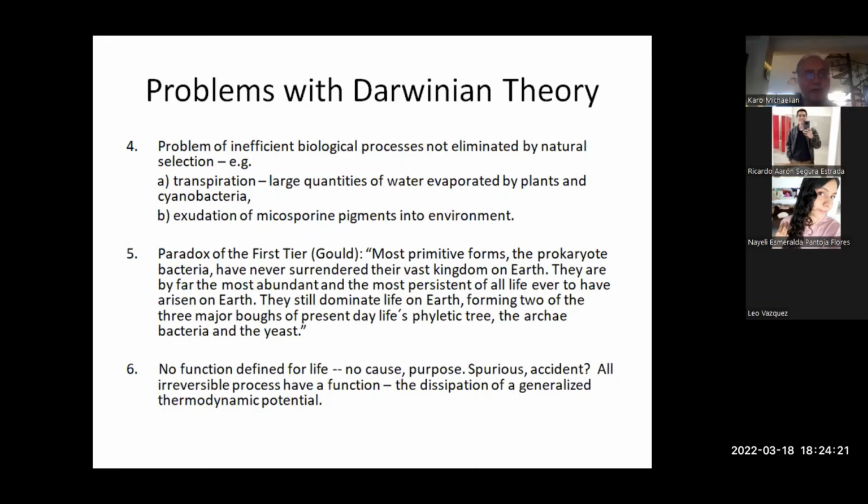So there was also the problem of inefficient biological processes not being eliminated by natural selection. For example, transpiration of the plants. You know, why do plants transpire? They, in fact, evaporate large quantities of water. A single tree, a big tree, can evaporate or transpire about 1,000 liters of water per day. So that's a big tinaco of water per day.